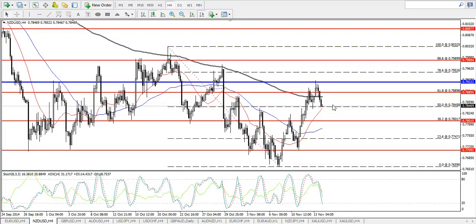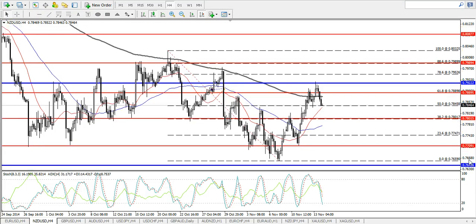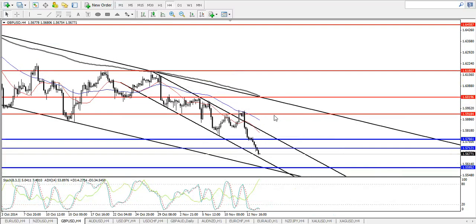And of course, here are the levels that we can look at. The first level we will look at is 0.7801, then 0.7709, and going lower, the final exhaustion level is at 0.7643.